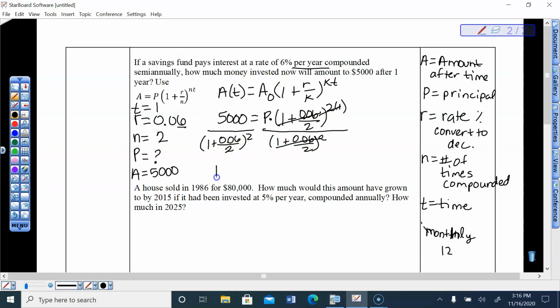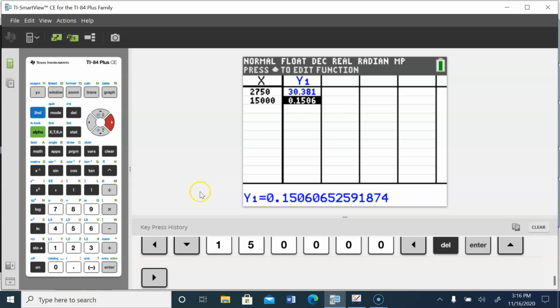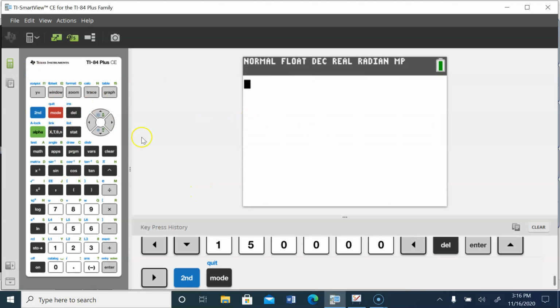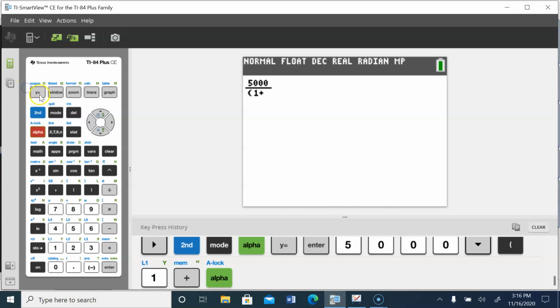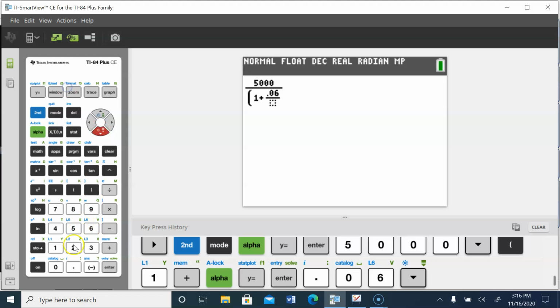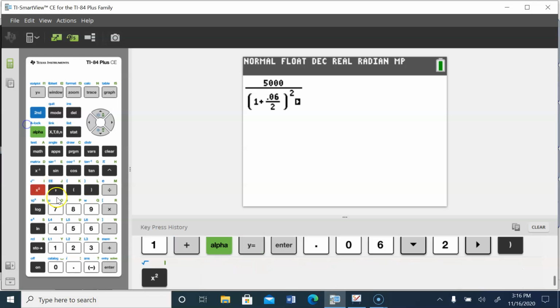So I'm going to plug this in to the calculator. Let me grab my calculator up here. We're going to go to just our regular screen here, and I'm going to do alpha y equals enter to get a fraction, and that's 5,000 divided by parentheses here, 1 plus alpha y equals enter 0.06 over 2, close parentheses, squared, raising it to the 2 times 1, and hit enter.